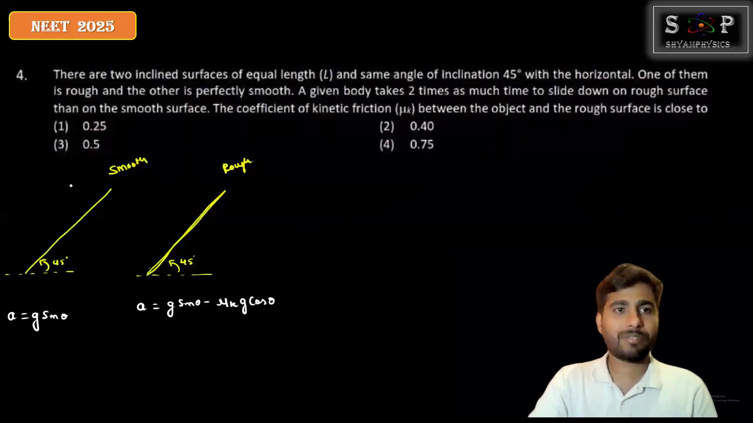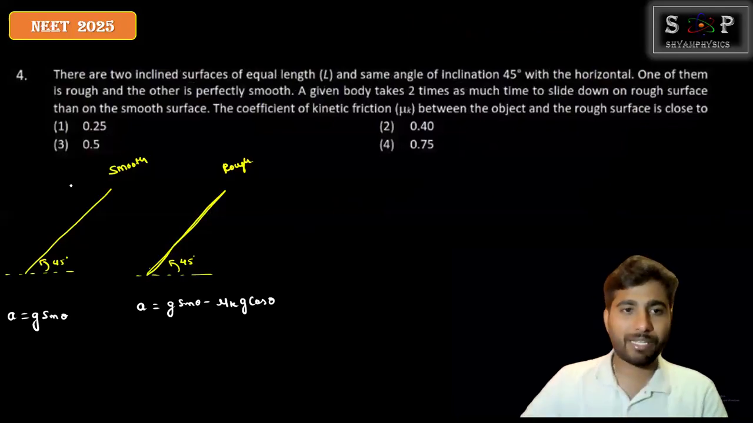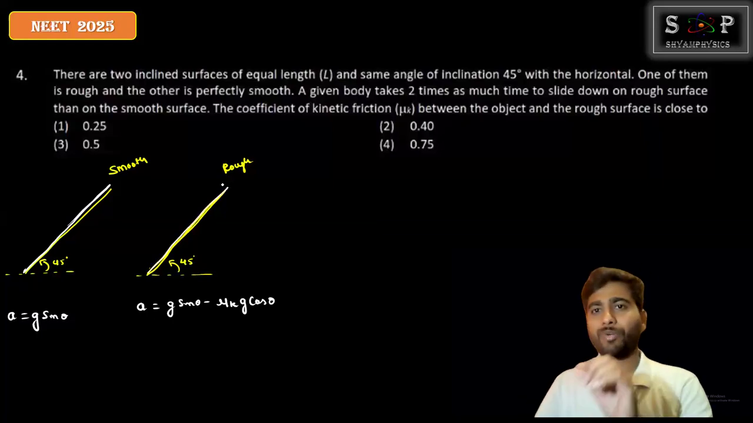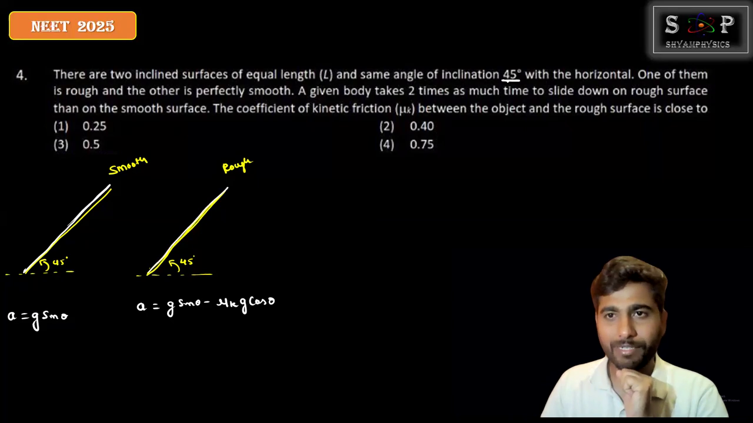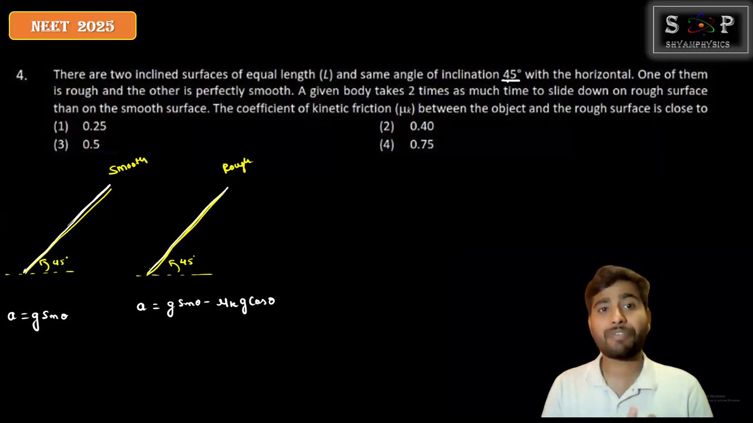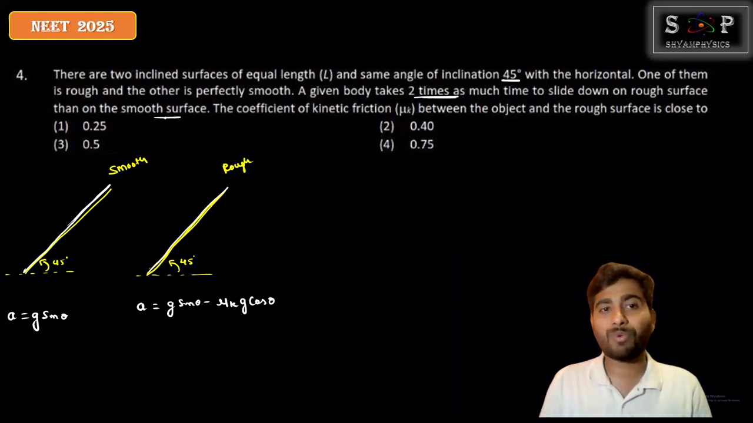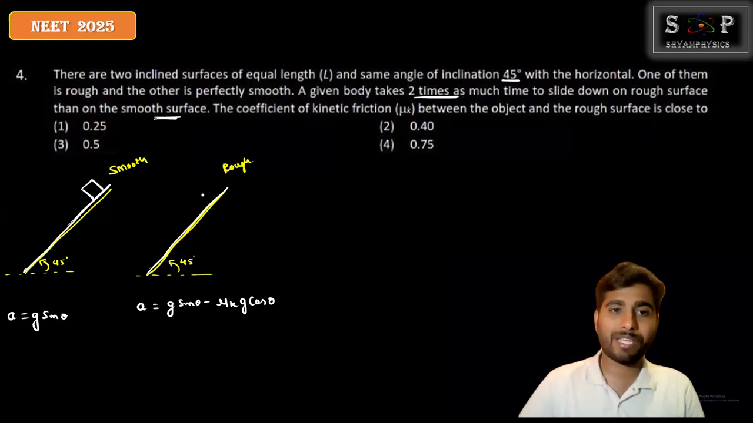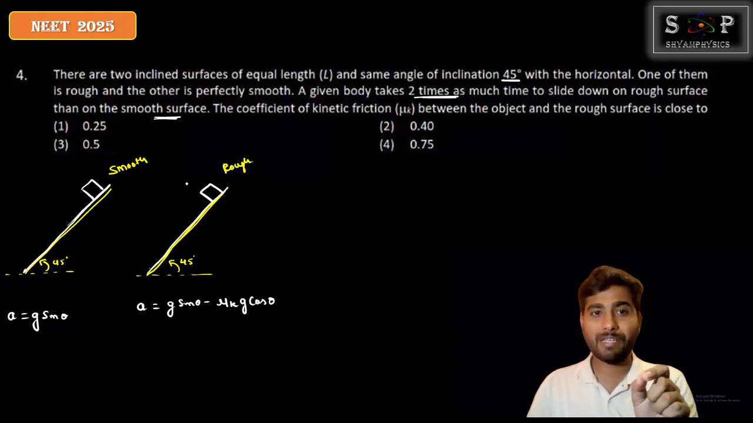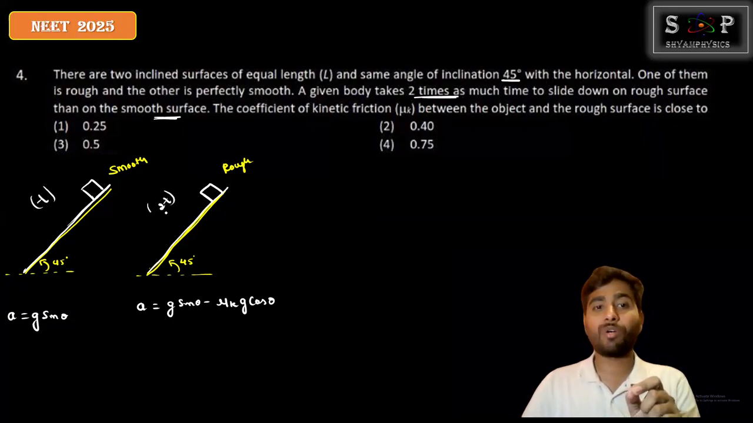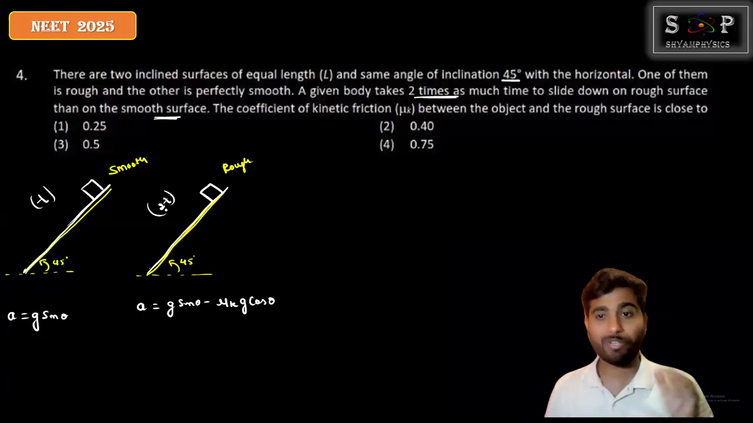Right. Next question. There are two inclined surfaces of equal length. The lengths of the surfaces are equal in both cases. They told that they are inclined at an angle of 45 degrees with the horizontal. One of them has a rough surface, another one is perfectly smooth. A given body takes 2 times as much time to slide down the rough surface as the smooth surface. Means if in the smooth surface it is taking time t, in the rough surface it is taking time 2t, double the time to slide down from top to bottom.